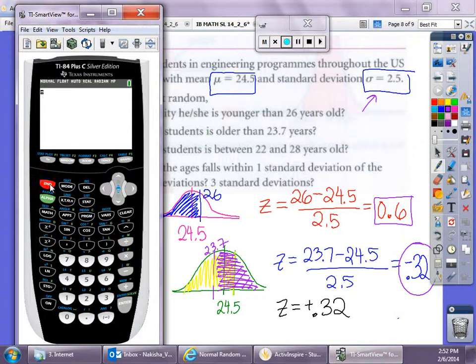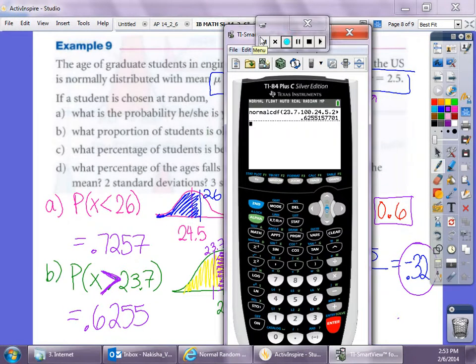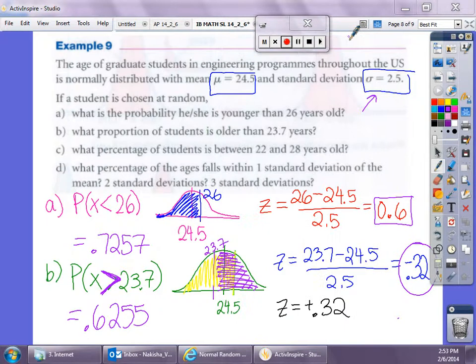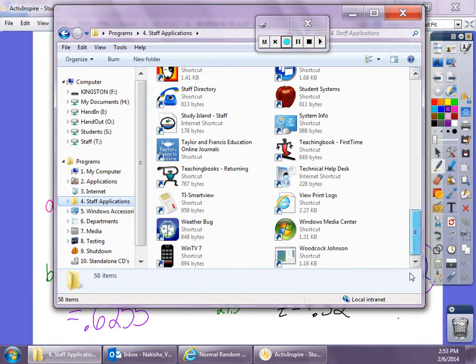We are going to do second vars, number 2, normalcdf, remember. This time my lower is 23.7, and my upper is some value 5 standard deviations away. I'll just pick 100. My mean and standard deviation are all the same. So enter till I get to here. Press enter, and 0.6255, which is the same value. So your calculator is actually doing an integral. That's how it's doing this. Oopsie, I did not mean to X out my calculator.